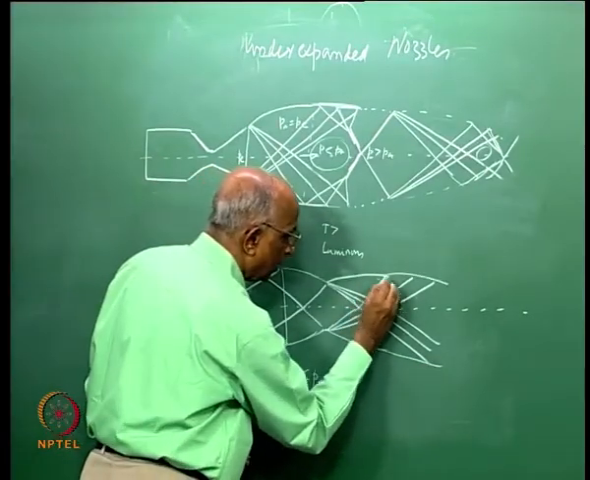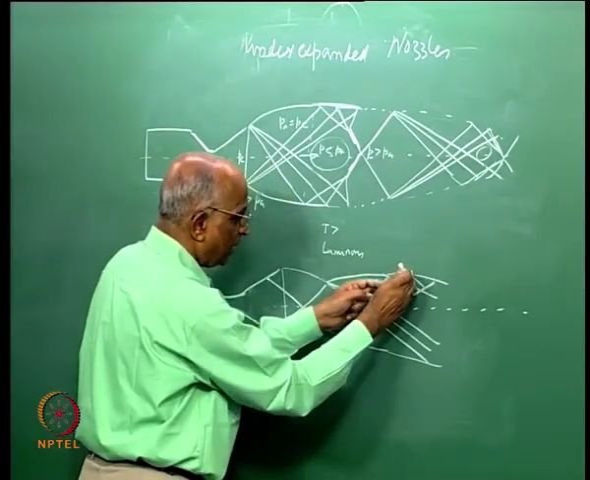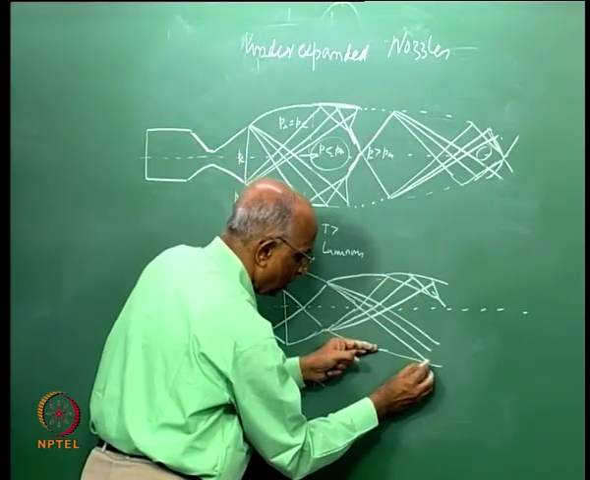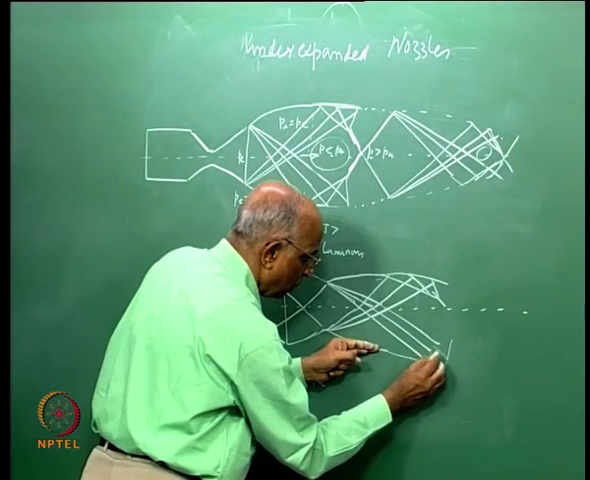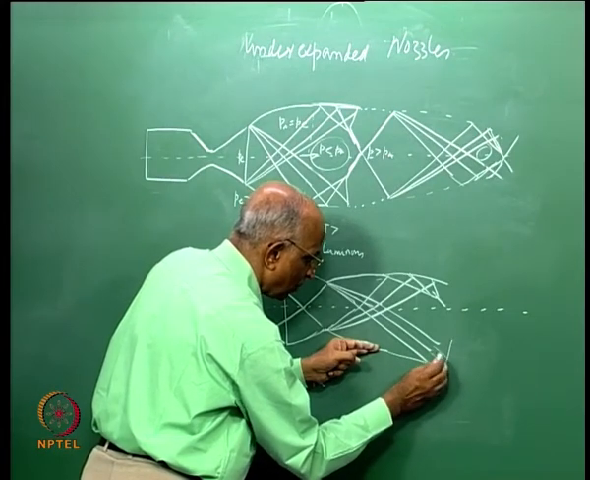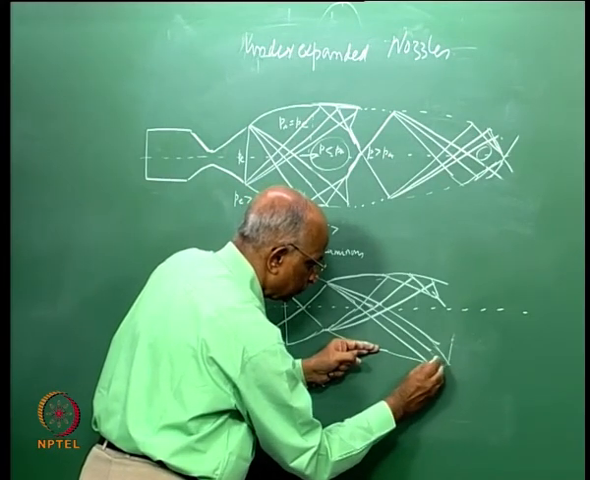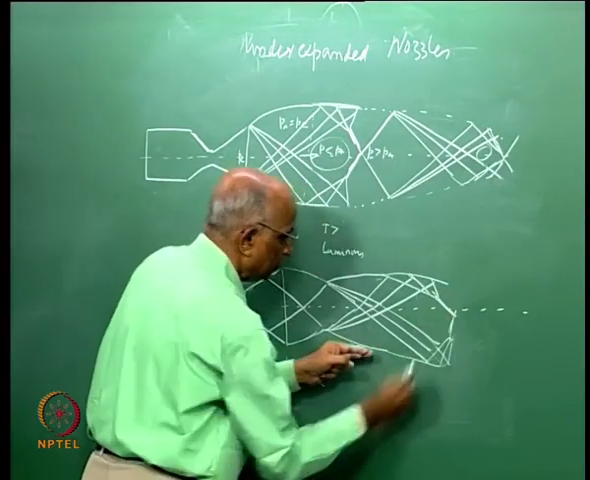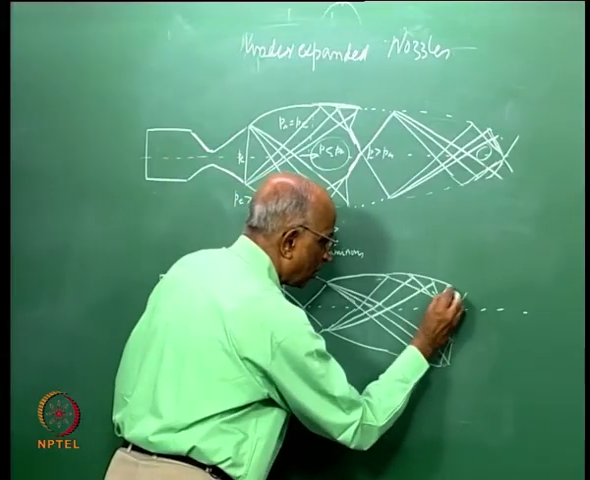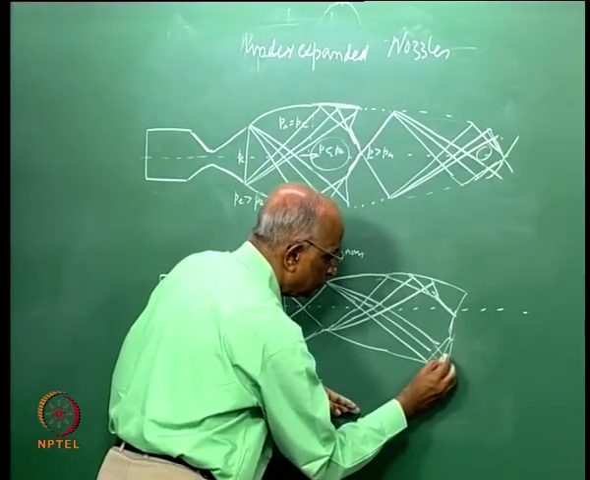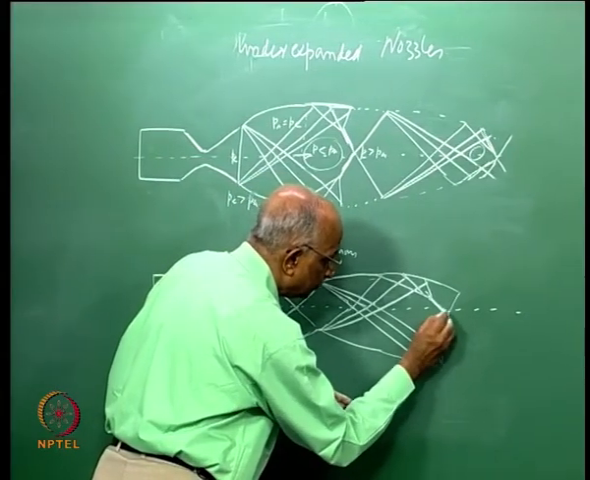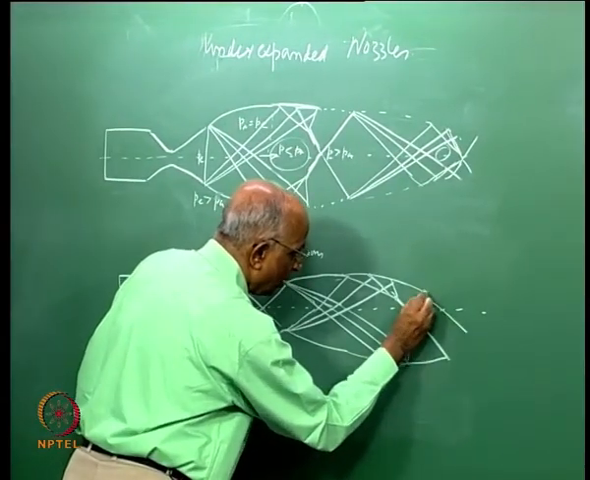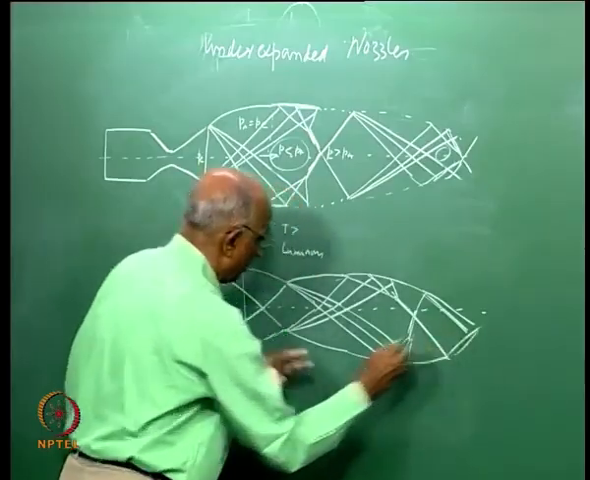These again, the rarefaction fan interacting with the boundary forms an oblique shock. Similarly over here they form something like an oblique shock over here. And then this oblique shock interacts with the boundary here. Again you have rarefaction fans, and the process continues.